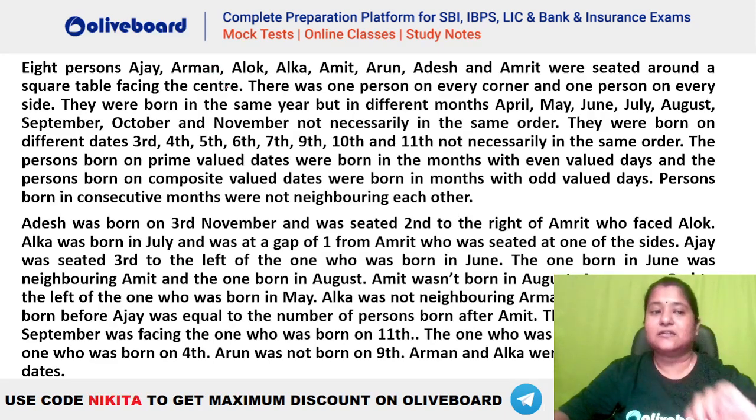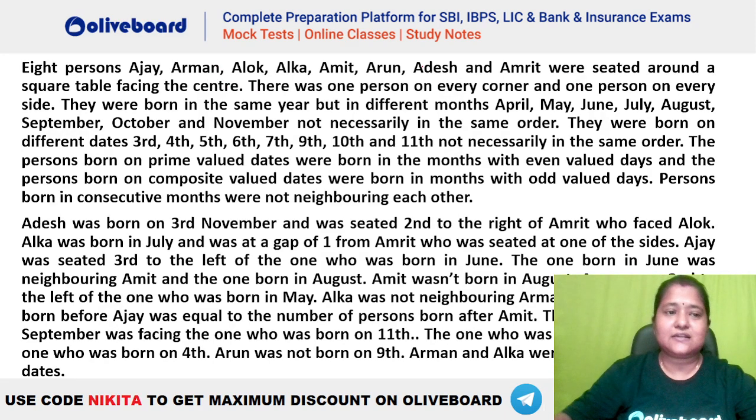So 8 persons are there who are facing the center. They are seated around a square table. There is one person on every corner and one person on every side. They are born in the same year, but in the months April to November. April, May, June, July, August, September, October, November.